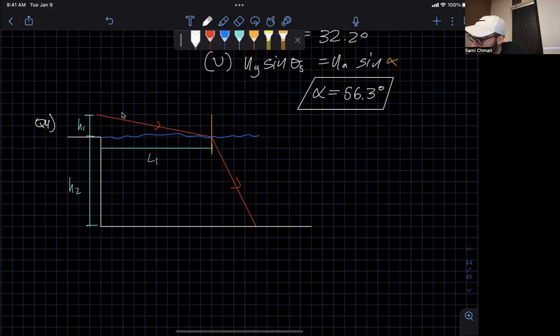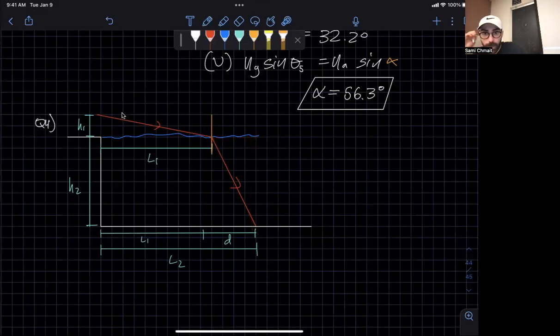Okay, and we want to find that total length from where the detective is standing to where that light comes in. That's what we'll call L2. What is L2 made up of? Well, it's made up of L1, and then also this distance D. That's going to be the distance from here to here, right? You see that.